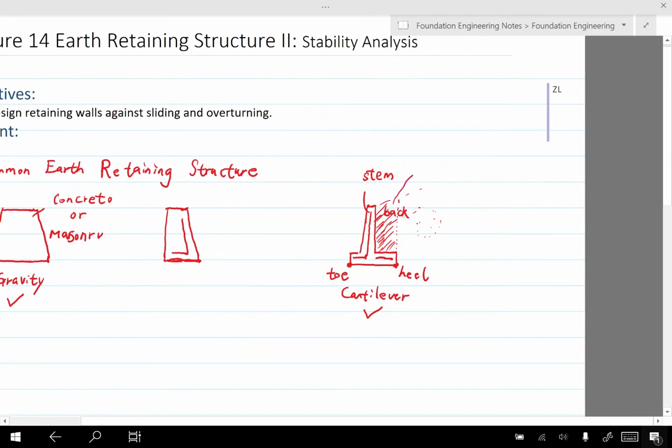So here, add a little bit of notes here. We use this soil weight in addition to that of the wall to stabilize the system.